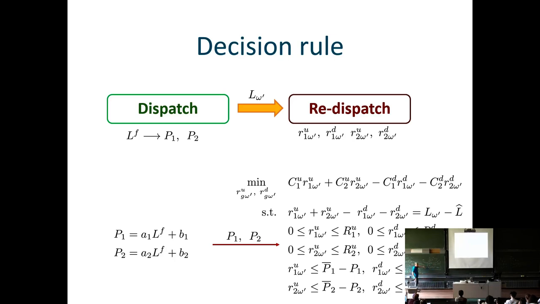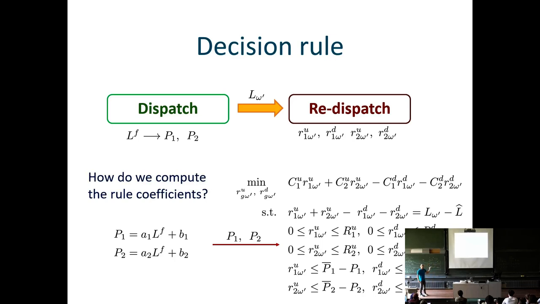The other, the parametric rule, is estimating a parameter of my optimization problem, in this case, the load. Here, I'm estimating the decisions themselves, the decisions of the optimization problem. And I do the same. I compute this with a training algorithm, I compute P1 and P2, and then I see what happens in real time. That's another approach.